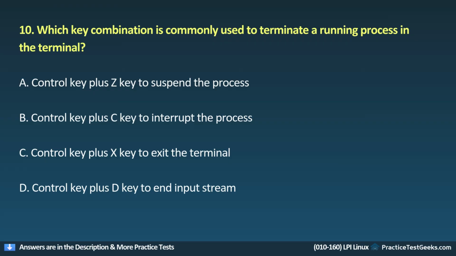10. Which key combination is commonly used to terminate a running process in the terminal? A. Control key plus Z key to suspend the process. B. Control key plus C key to interrupt the process. C. Control key plus X key to exit the terminal. D. Control key plus D key to end input stream.